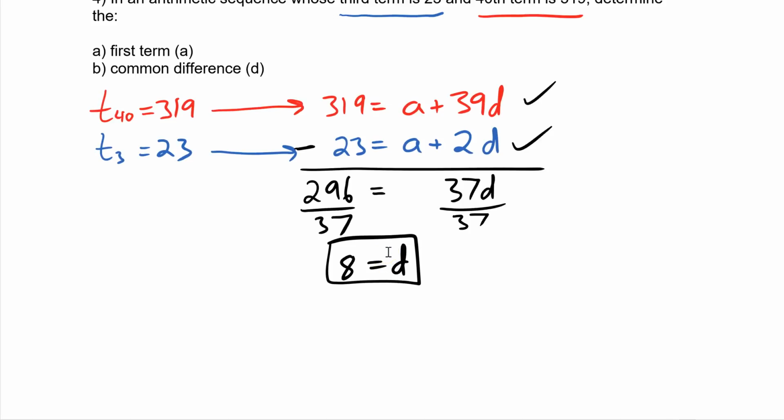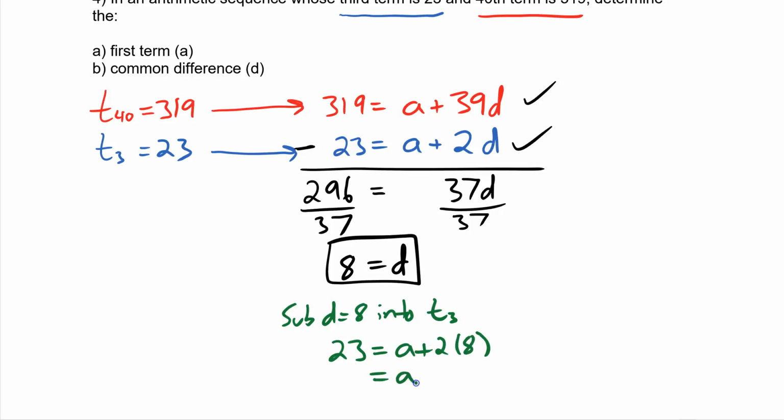Now to figure out the first term, all we have to do is take that common difference and substitute it into one of the two equations. Now, it doesn't matter which one you choose. I'll typically go with the one that looks easier, so I think the second one looks easier. So I'm going to sub D equals 8 into term number 3. And that's going to allow me to solve for A. So I'd like you to tell me which one you're substituting into, just for proper form. So 23 equals A plus 2 times 8. And just very quickly, that would give us 16. And subtracting that, we get an A value of 7.